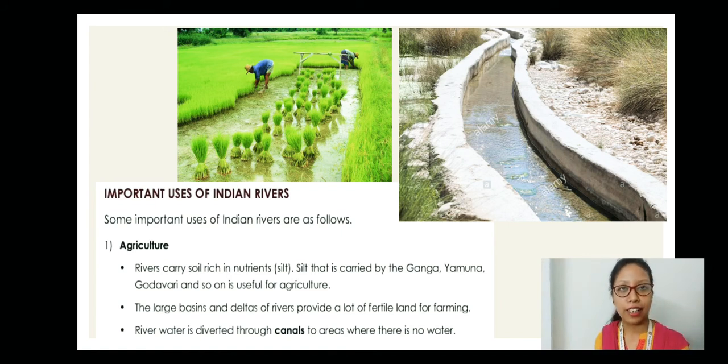We all know that rivers are the heart for agriculture, right? Rivers carry soil rich in nutrients. Nutrients means the silt, the sediment, right? Silt that is carried by the Ganga, Yamuna, Godavari and so on is useful for agriculture. The large basins and deltas of rivers provide a lot of fertile land for farming. River water is diverted through canals to areas where there is no water.